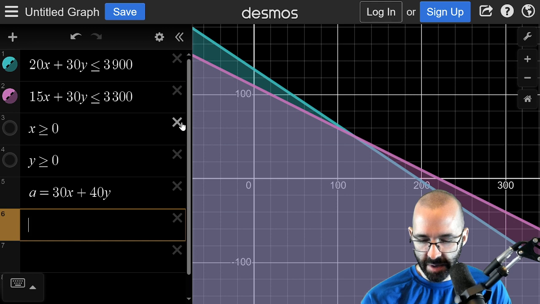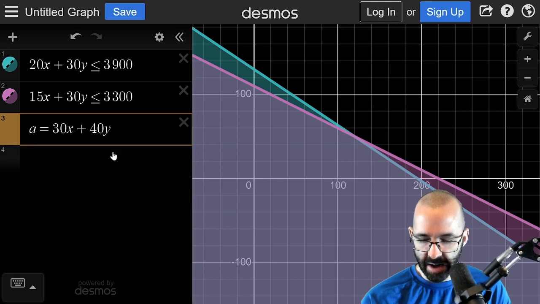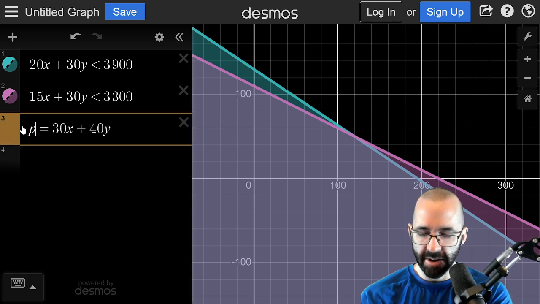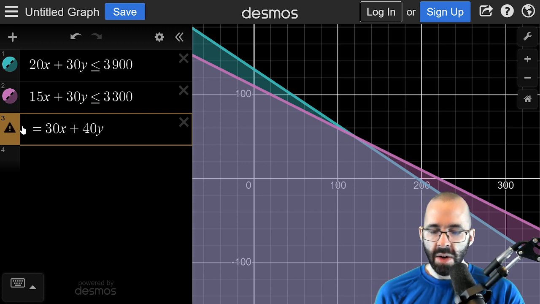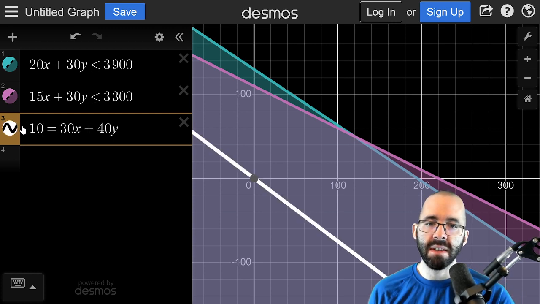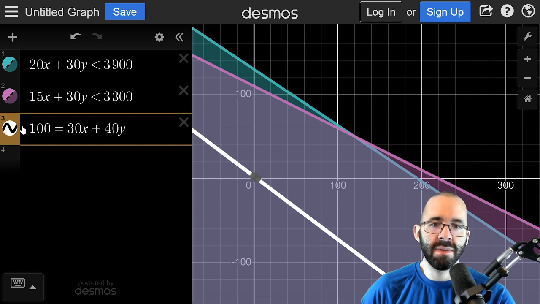Desmos is usually pretty good at doing this. I wonder why it's not giving me the option. It gives you the option to add a slider sometimes. Anyway, we can look at different profits. Let's look at, say, our profit's 10. That's not very much profit. Let's make a bigger profit.